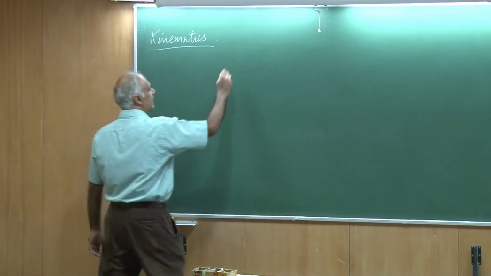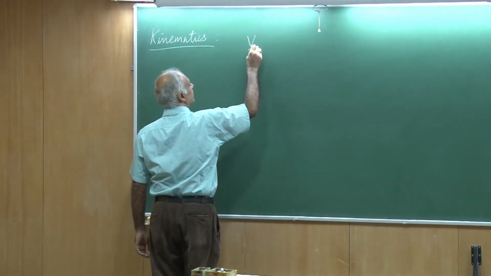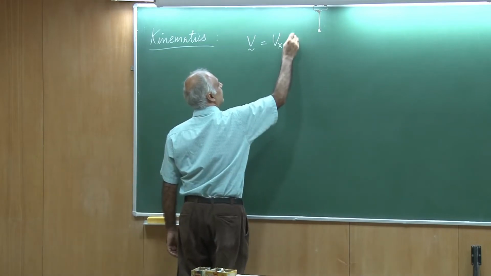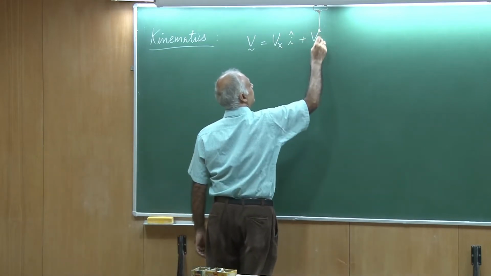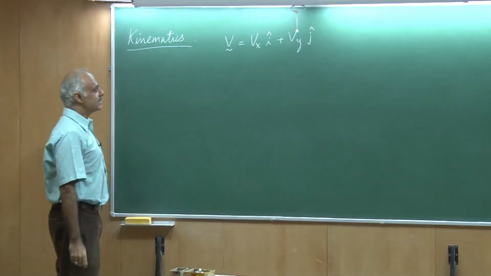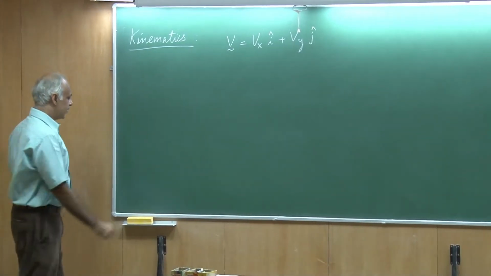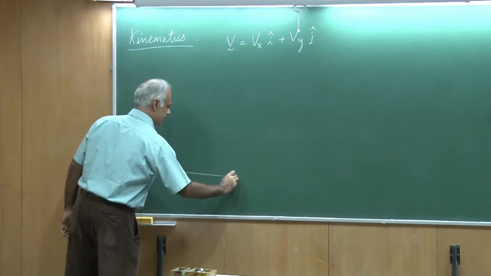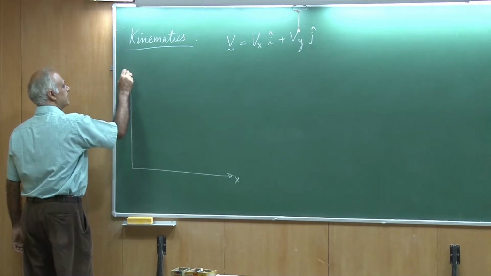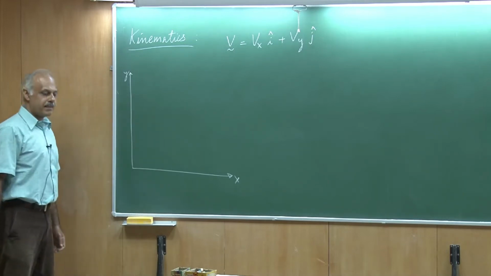So, let us consider a velocity field. Let us say V is the velocity field. It has two components, Vx i and Vy j. X is, let us say, the horizontal direction and y is the vertical direction.